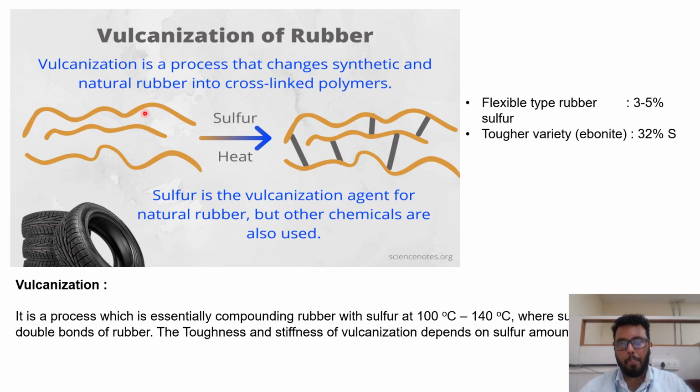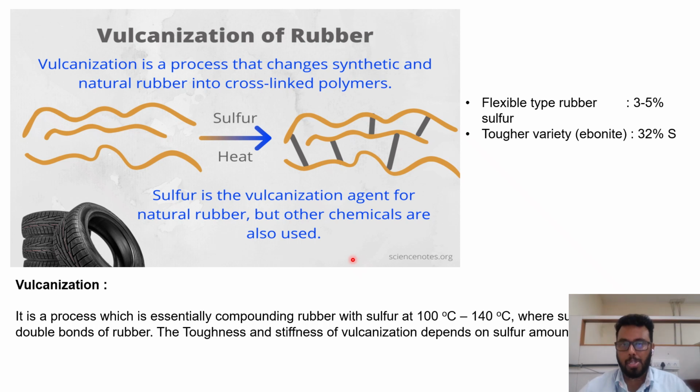And look here, the brown linear rubber chains are present. You are adding sulfur, heating it up to 100 to 140 degrees centigrade to introduce cross-linking, which means sulfur will cross-link between the rubber chains, and the cross-linking is indicated by the black thick lines in between the branched chains. So sulfur is the vulcanization agent for natural rubber.